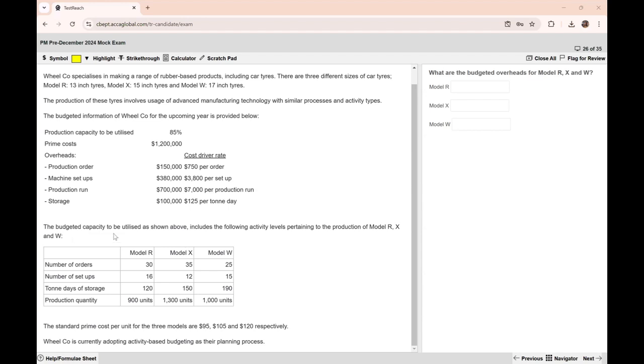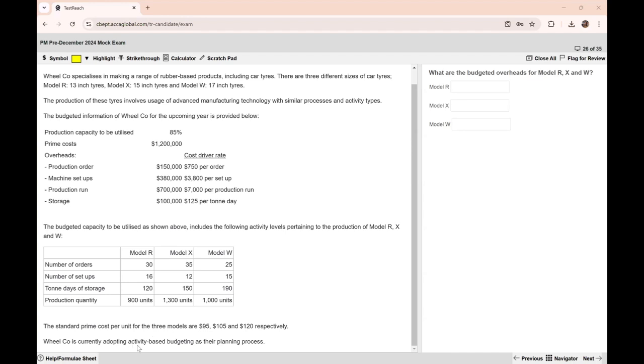Now, the budgeted capacity to be utilized is as shown above, including the following activity levels pertaining to the production of model R: number of orders 30, number of setups 16, ton days of storage 120, and production quantities 900 units. Similar data is given for model X and W. The standard prime cost per unit for the three models are $95, $105, and $120 respectively.